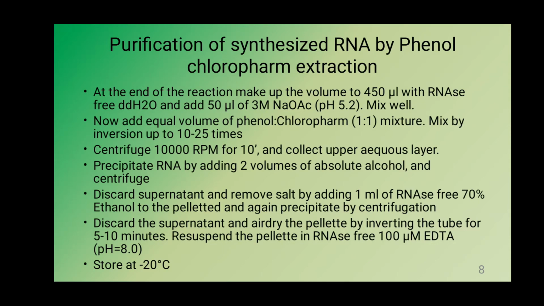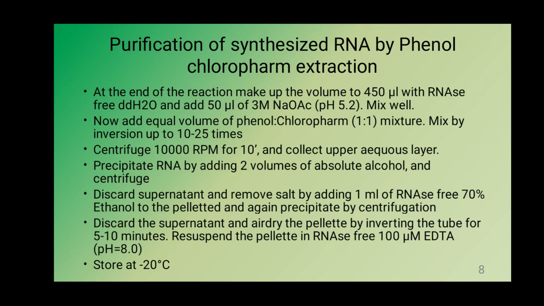With this, an equal volume of 1:1 phenol-chloroform mixture is added. Then it is mixed by inversion 10 to 25 times and centrifuged at 10,000 rpm for 10 minutes. During this time, the RNA molecules are present in the upper aqueous layer, which is carefully taken out and transferred to another tube. Two volumes of absolute alcohol are added, mixed well and centrifuged at 10,000 rpm for 10 minutes. During this time, the RNA is pelleted.